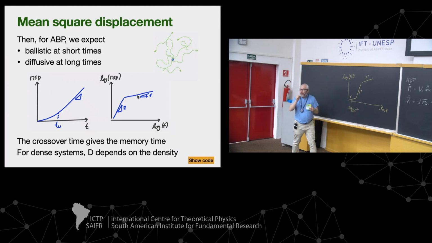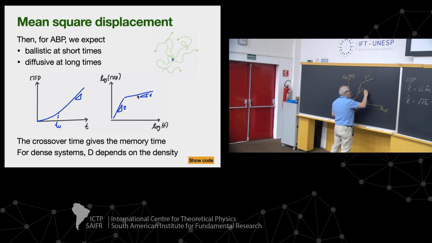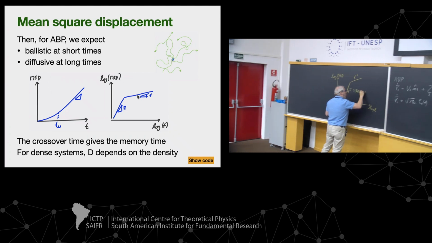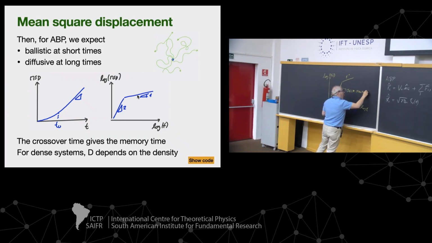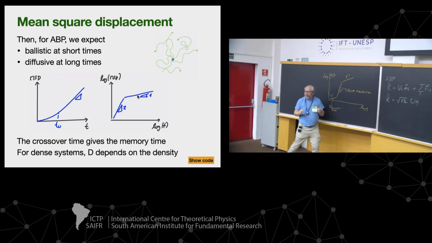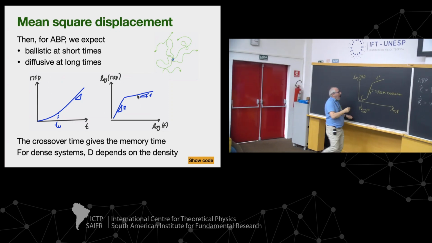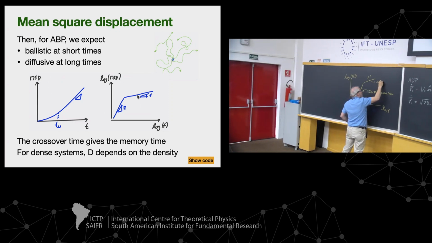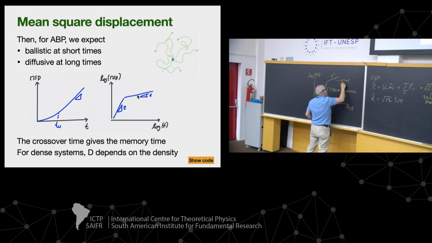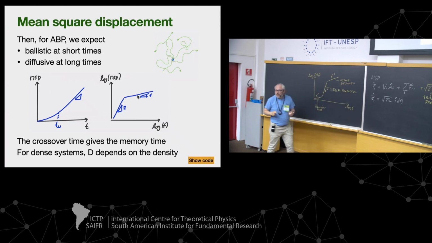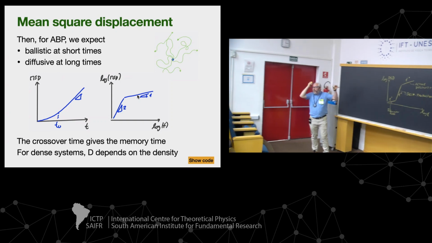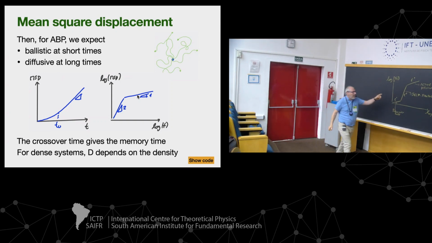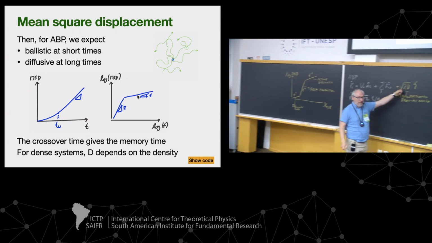Then particles move. This is self-propulsion. And then you have active diffusivity. Yes? This is the mean square displacement if you add this term there.